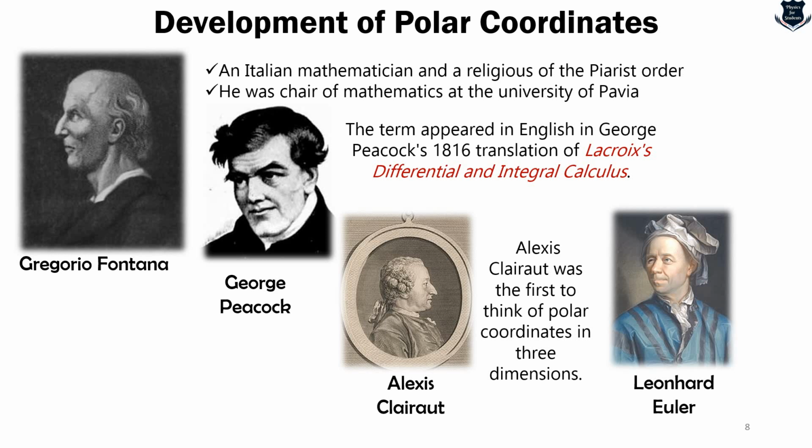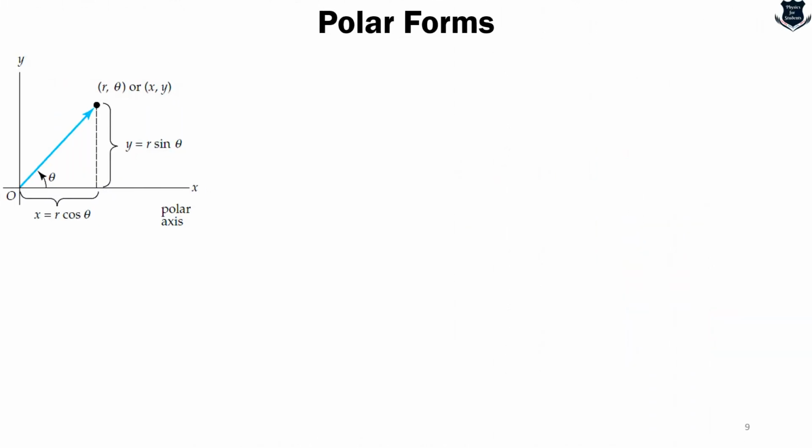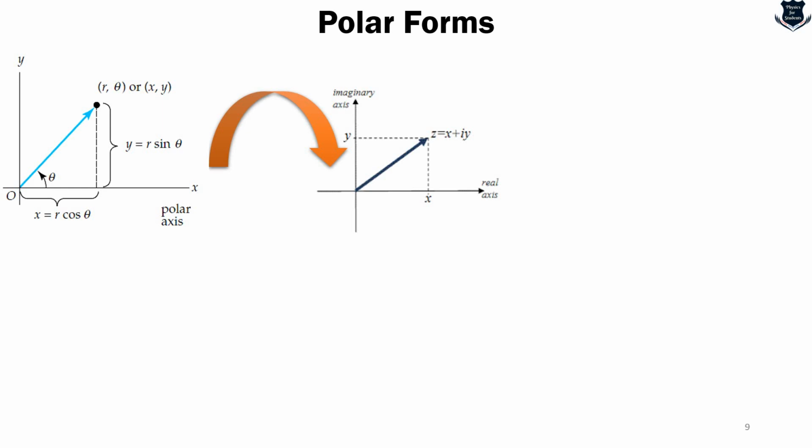However, there are many other historical figures which I have omitted because our main purpose is the mathematics of polar coordinates. As you see in this figure, a polar coordinate system is superimposed, for example, on a complex plane, with the polar axis coinciding with the positive x-axis and the pole O at the origin.